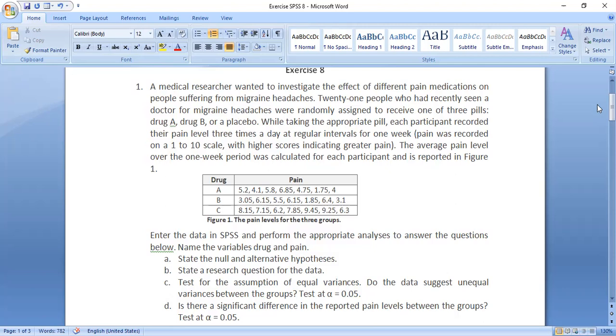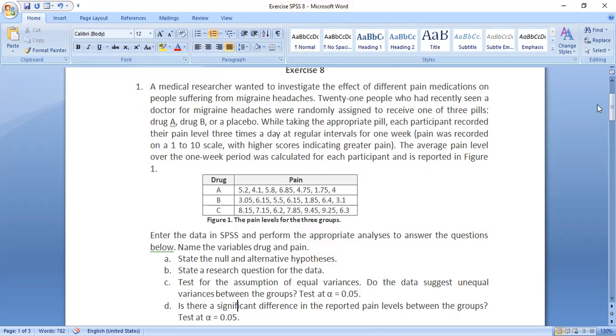While taking the appropriate pill, each participant recorded their pain level three times a day at regular intervals for 1 week. Pain was recorded on a scale of 1 to 10, with high scores indicating greater pain. The average pain level over the 1 week period was calculated for each participant and is reported in the figure below. So we have drug A and B and the pain level being recorded in figure 1. We have to enter the data and perform the appropriate analysis to answer the questions below.